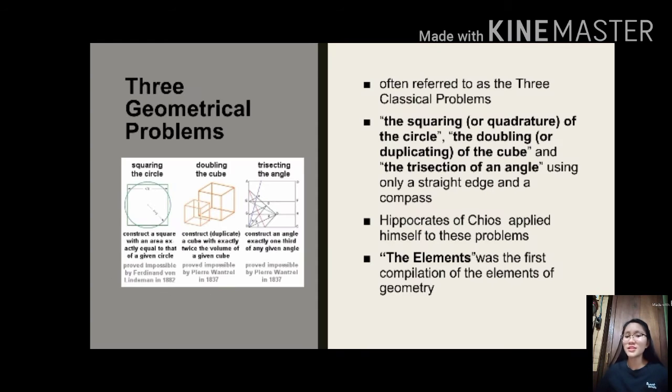Next, we go now to 3 geometrical problems: squaring the circle, doubling the cube, and trisecting the angle, using only a straight edge and a compass. Their actual solution had to wait until the 19th century. Hippocrates of Chios applied himself to these problems during the 5th century BCE. His contribution to the squaring the circle problem is known as the Lune of Hippocrates. His influential book, The Elements, was the first compilation of the elements of geometry, and his work was an important source for Euclid's work.